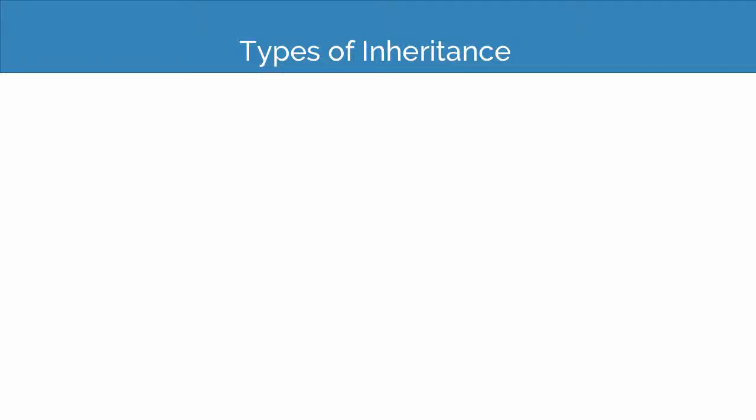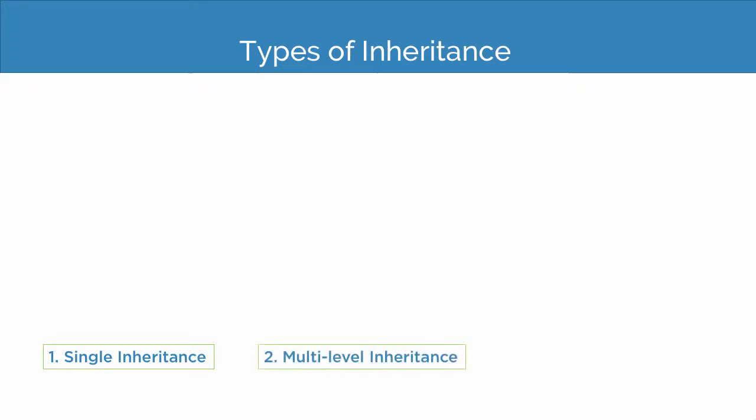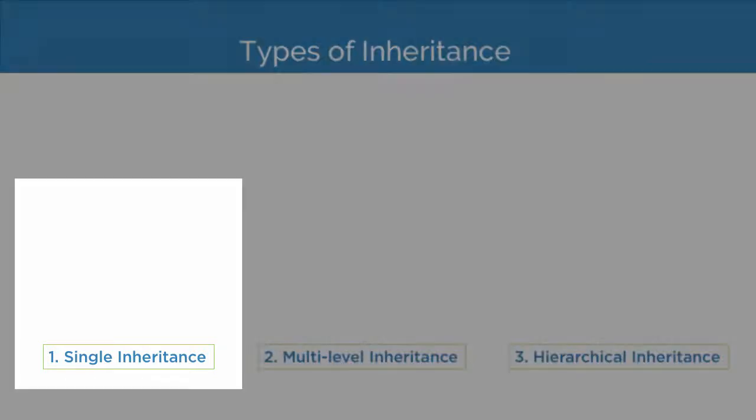Let us now proceed and check out what are the various types of inheritance in Java. So the first one is a very basic inheritance that is known as single inheritance. The second one is known as multi-level inheritance. And the third one is known as hierarchical inheritance. Now these are the three basic types of inheritance in Java. So let us check out how does the first one look like.